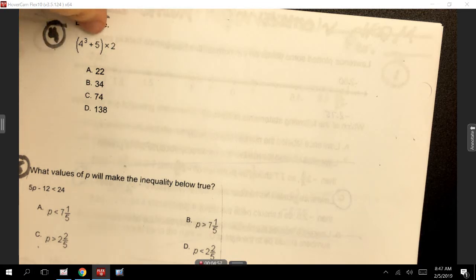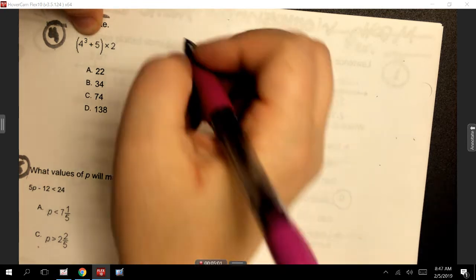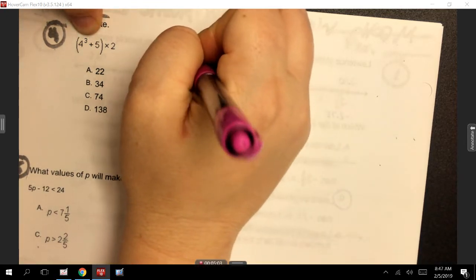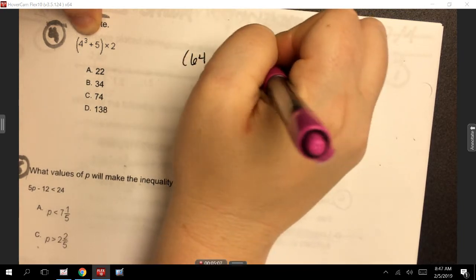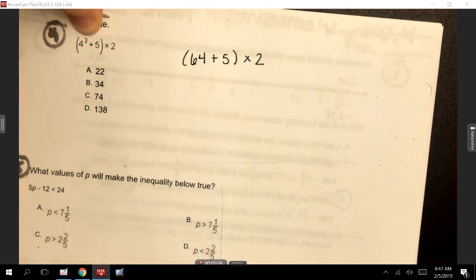The exponent. So inside the parentheses, before we add, we've got to do 4 to the third, which is going to be what, Dylan? All right, so I'm going to write 64. It's still in parentheses with the plus 5 times 2. All right, and now what am I going to do next?